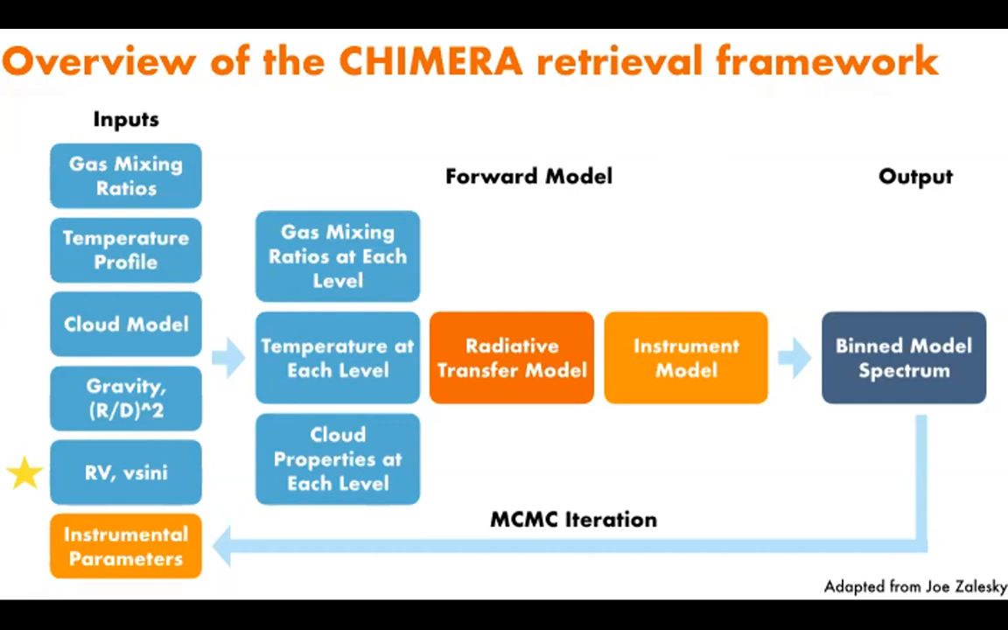So those are all put into the forward model, which uses those inputs to determine the atmospheric properties at each level. And then a radiative transfer model is used to generate an emission spectrum. That emission spectrum is then convolved with the instrument resolution and scaled, giving you the final binned model spectrum. And this is all done in an MCMC framework.